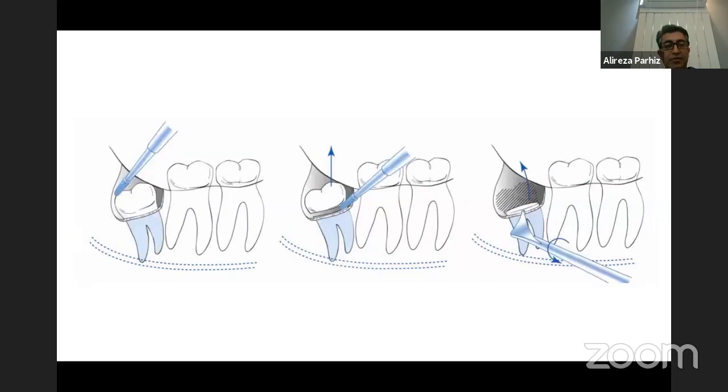And the distoangular impaction is one of the most difficult surgeries. In this kind of surgery, we remove the crown first, and then we separate the roots and remove them one by one, or we can make a hole in the middle of the roots and remove them with a Cryer elevator.